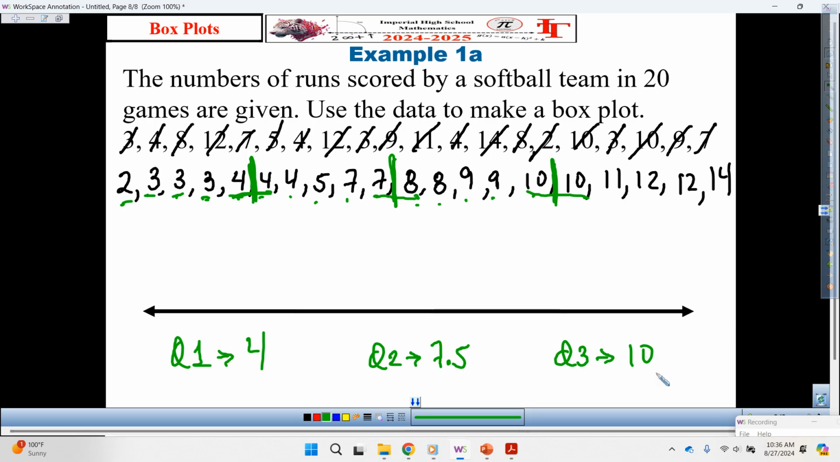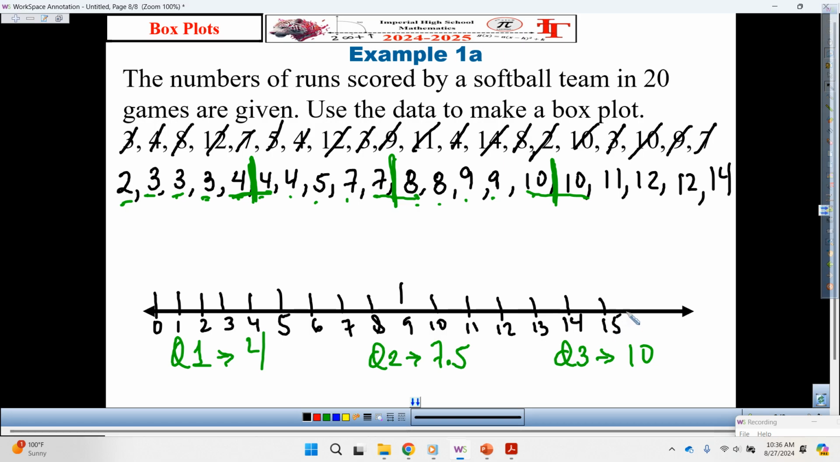All right? How we doing? Good? So now look, we got numbers all the way from 2 all the way to 14. So for this number line, I want you to start with 0, 1, 2, 3, 4, 5, 6, 7, 8, 9, 10, 11, 12, 13, 14, 15, 16. Okay? We're going by ones.